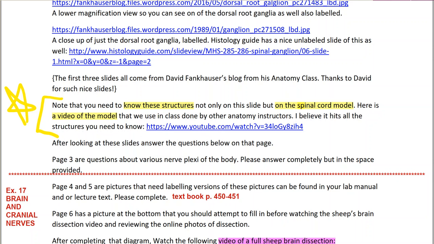You know, it doesn't matter. You can watch the video for the sheep brain dissection too before you fill out stuff if it helps you to kind of get your bearings. But know this model because you will be asked questions on the spinal cord model.